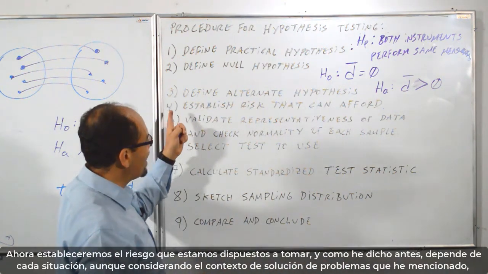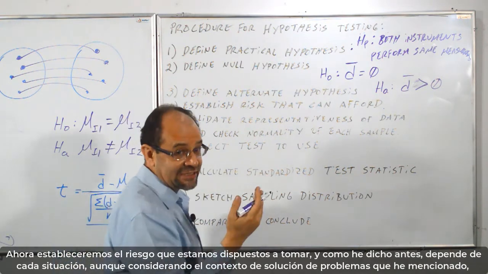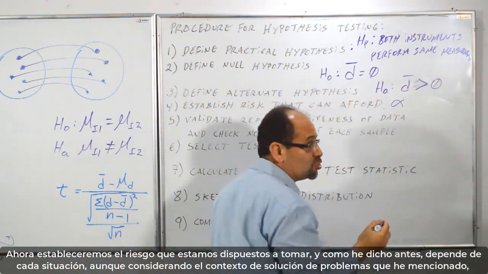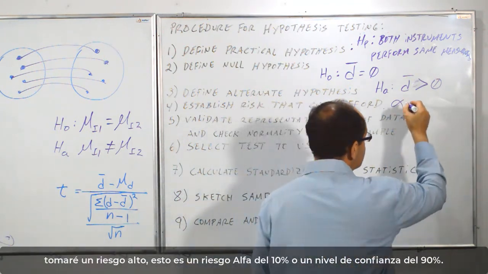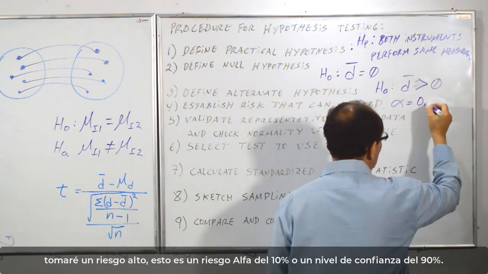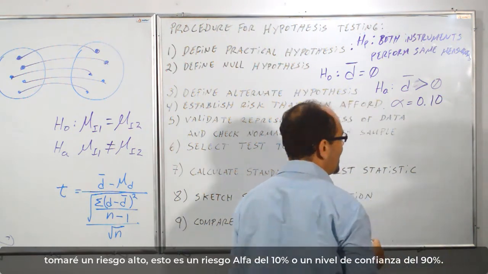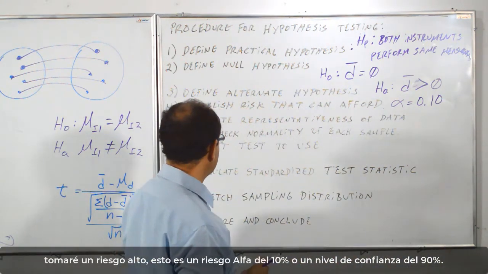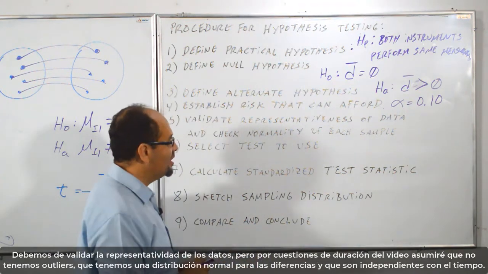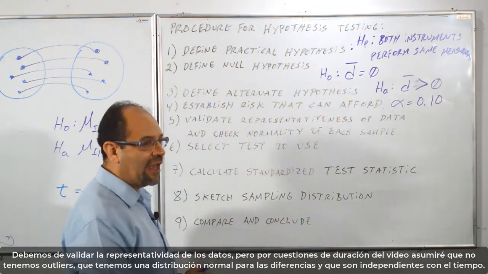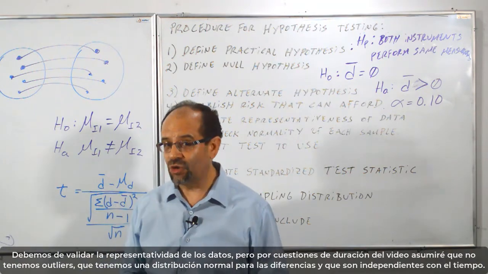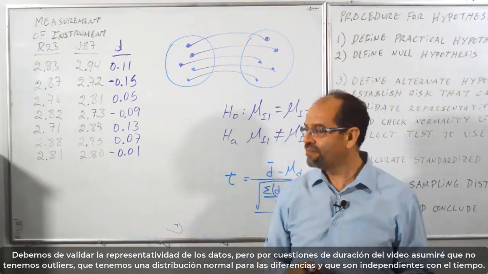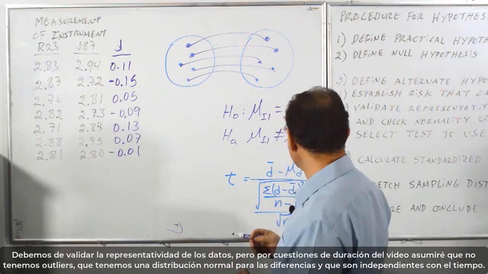Then I will establish the risk. As I have said previously, it depends on each situation, but for this case I will take a high risk, an alpha of 10%, or a confidence level of 90%. I have to validate the representativeness of data, and I will assume that I'm not having outliers. I will assume that this is a normal distribution, and that the values are independent over time.